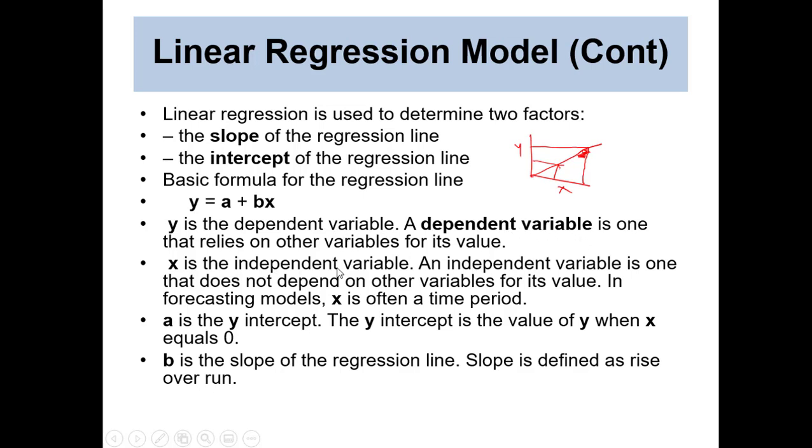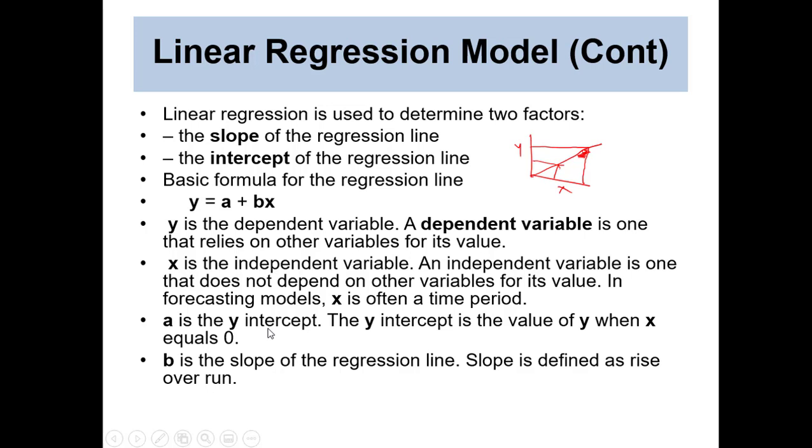A dependent variable is one that relies on other variables for its value. So in this case, sale of ice cream will depend on the centigrade, on the time period. X is the independent variable. An independent variable is one that does not depend on other variables for its value. So we depend on time, time does not depend on us. In a forecasting model, x is often the time period. So normally we denote x as the independent variable.